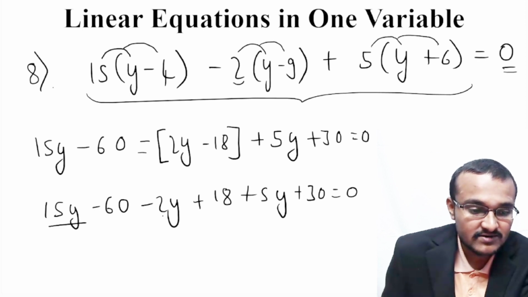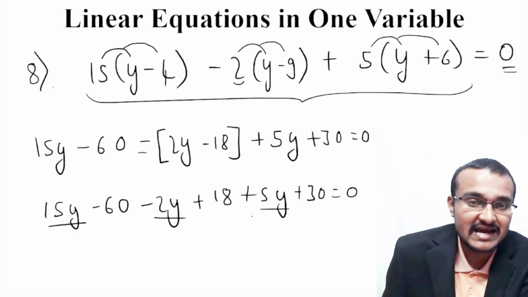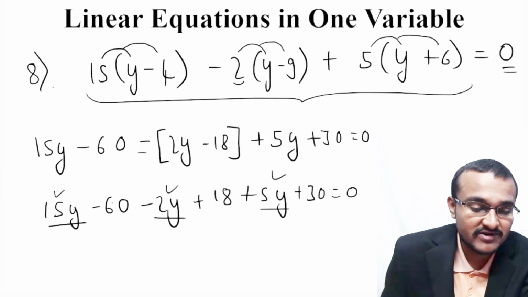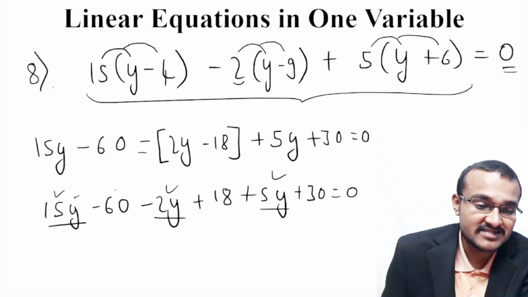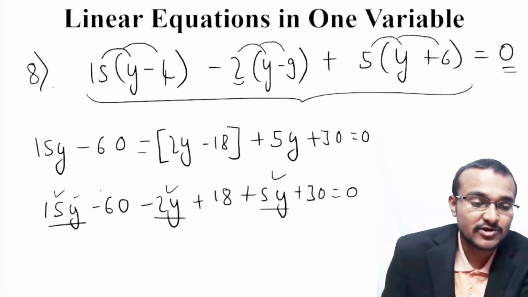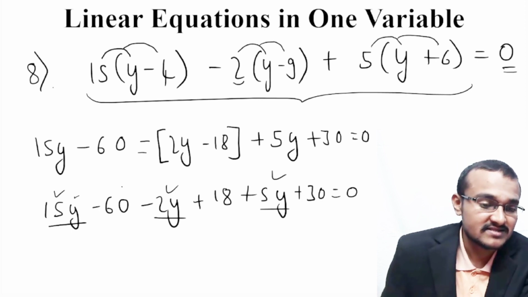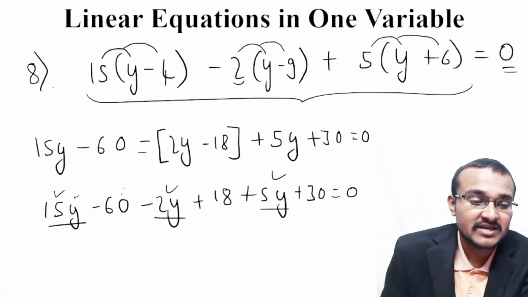Here 15y minus 2y and 5y can be added and subtracted with each other. Why? Because these terms have the same variable. But you cannot perform the same operation with this 60, because you cannot subtract 15y minus 60. Here 15y has one variable but 60 has no variable with it. So you cannot perform addition and subtraction between these two, because this has no variable and this has one variable. Even if this has a variable, the variables should be the same, then only you can perform addition and subtraction.